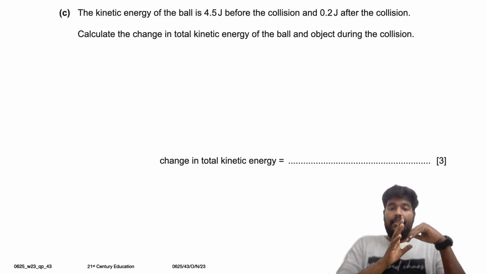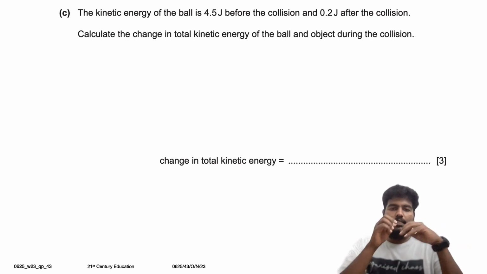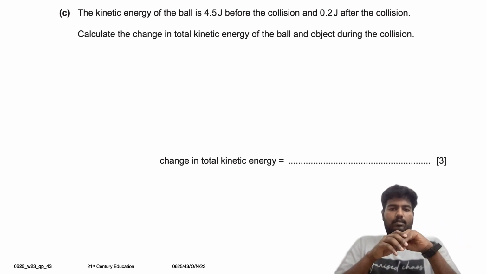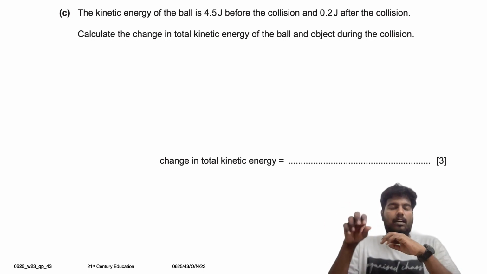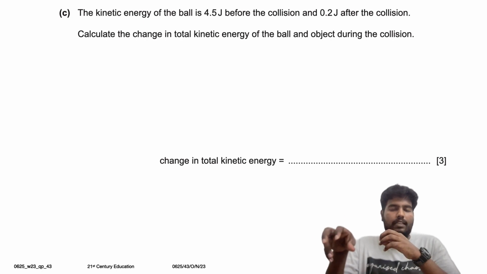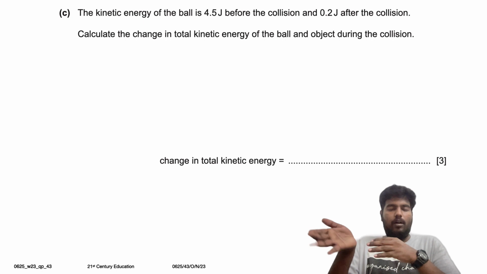Total kinetic energy before means the initial kinetic energy of the ball plus the initial kinetic energy of the object. That's the total initial kinetic energy. What's the difference from the total final kinetic energy? What is the total final kinetic energy? The final kinetic energy of the ball and the final kinetic energy of the object.